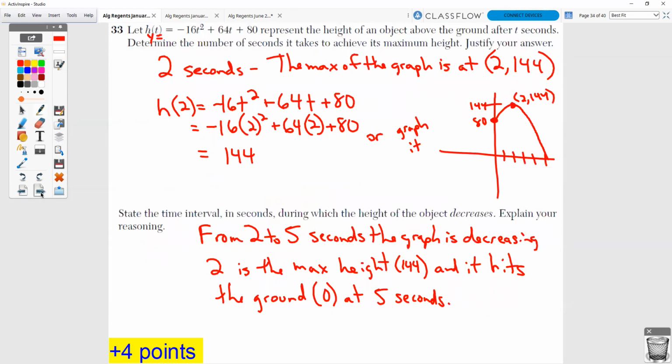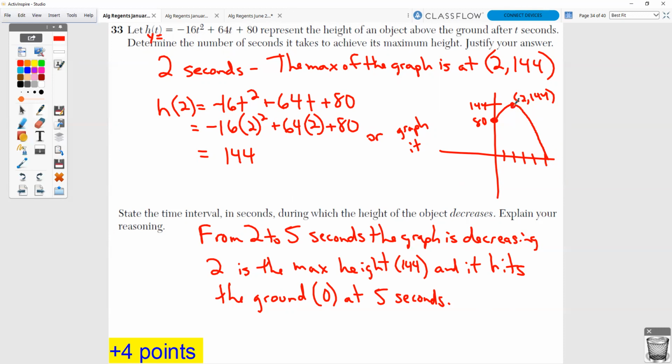Now we start with our 4-point questions. We have this equation that gives the height of an object above the ground after a certain number of seconds. Determine the number of seconds it takes to reach its max. All right, so we want to find the max. When you go to graph that, this is what the graph looks like. Your max is right here.